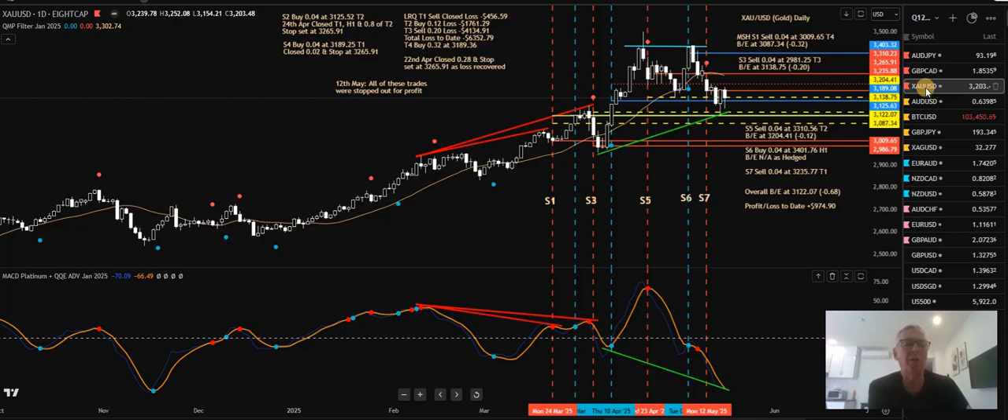XAU USD, that's gold. There's a bit happening here. It's a bit messy, but anyway, all right. So I'll leave everything on the charts for the weekend video. I'll tidy up these charts when I'm finished.